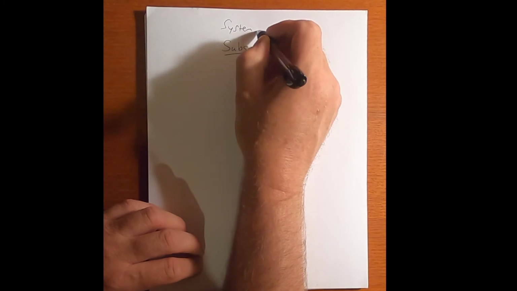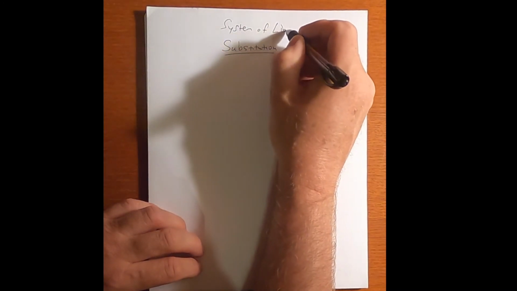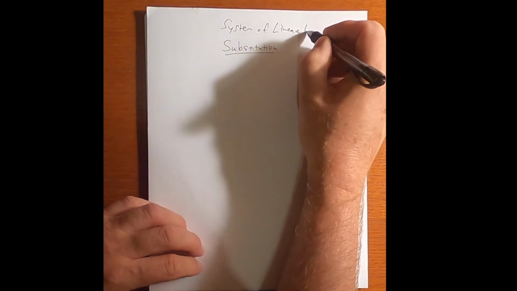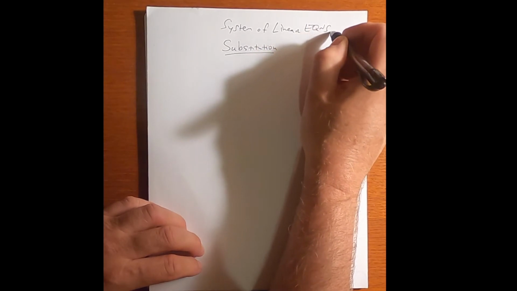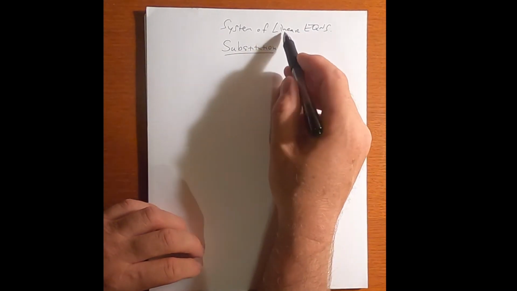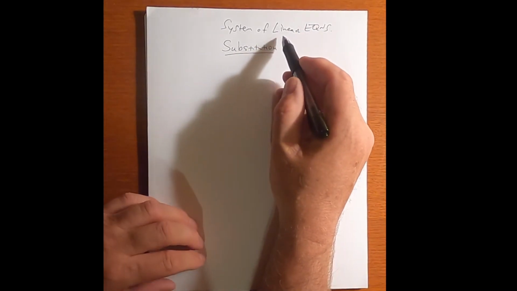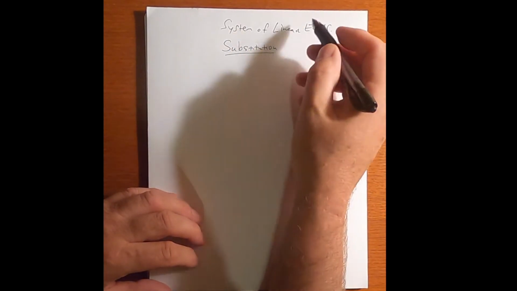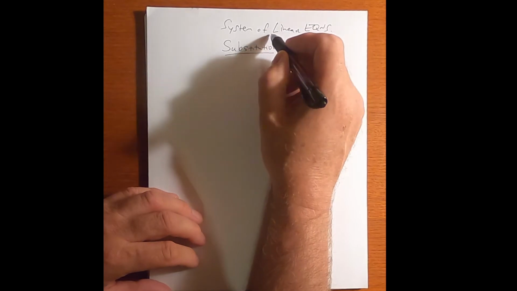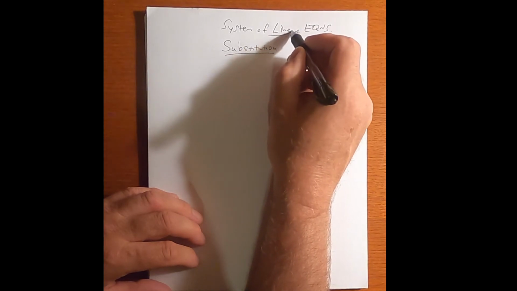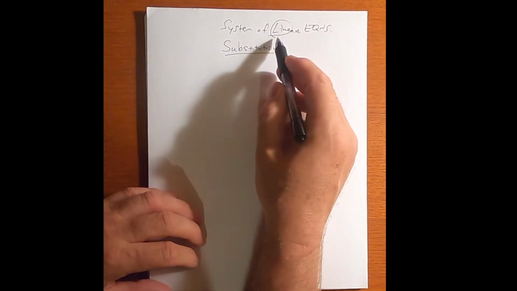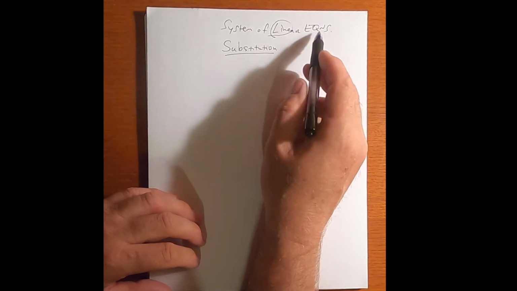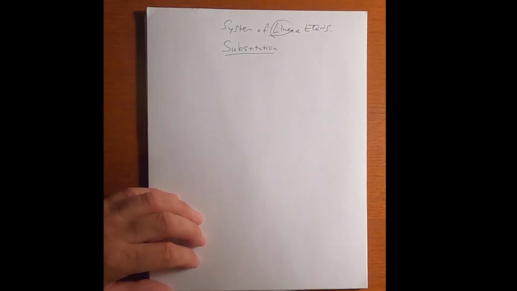System of linear equations. Okay, well, you could have two, you could have three, you could have many equations. In our case today, we're only going to deal with two. And as you see inside the word here, linear, that would mean line. So lines, all of these equations are equations of lines.